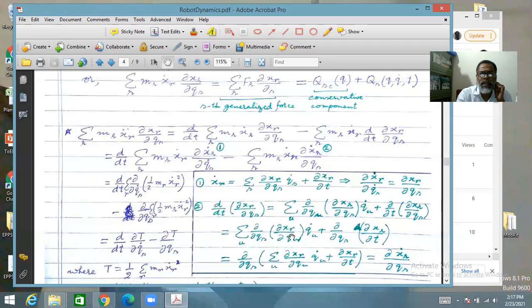Now from here to here, here it was del by del QU of del XR by del QS. Here it has been replaced with del by del QS into del XR by del QU. Since QU and QS are two independent coordinates, we know that del 2f by del x del y is the same as del 2f by del y del x. Okay, so this replacement is correct. Everything else is as it is.